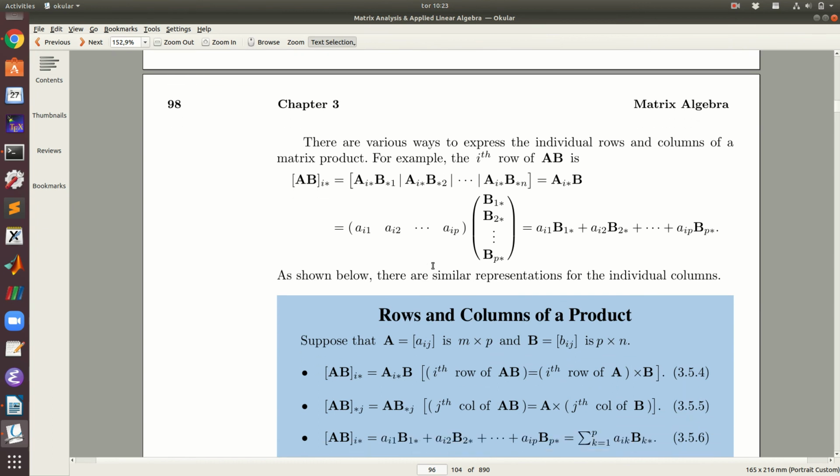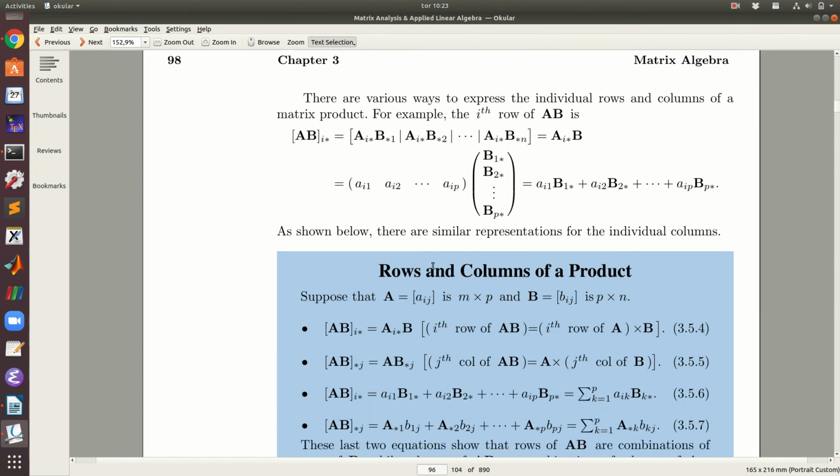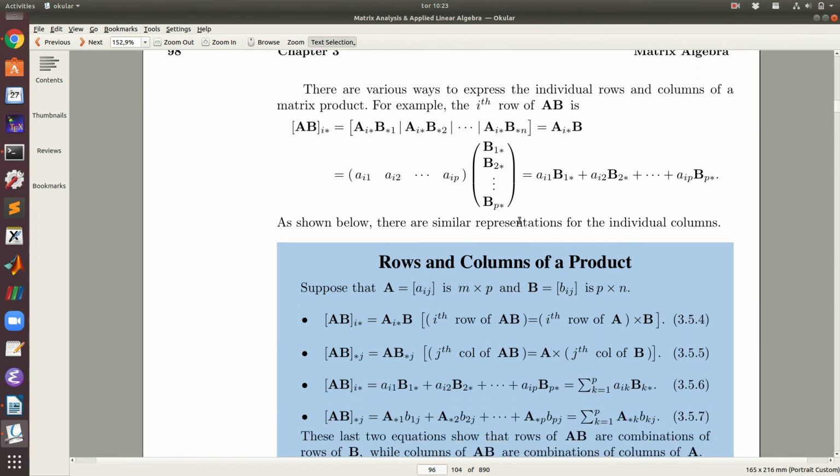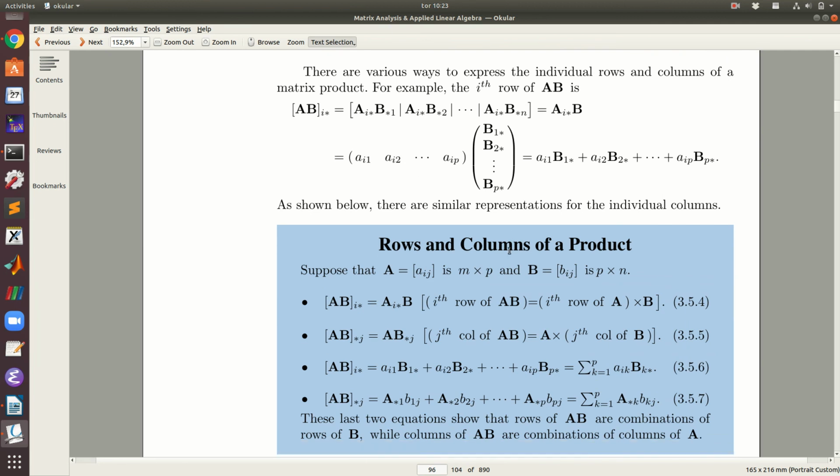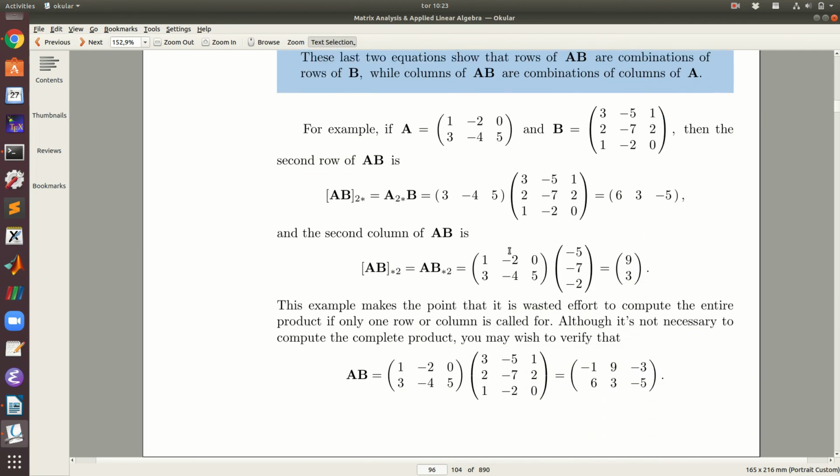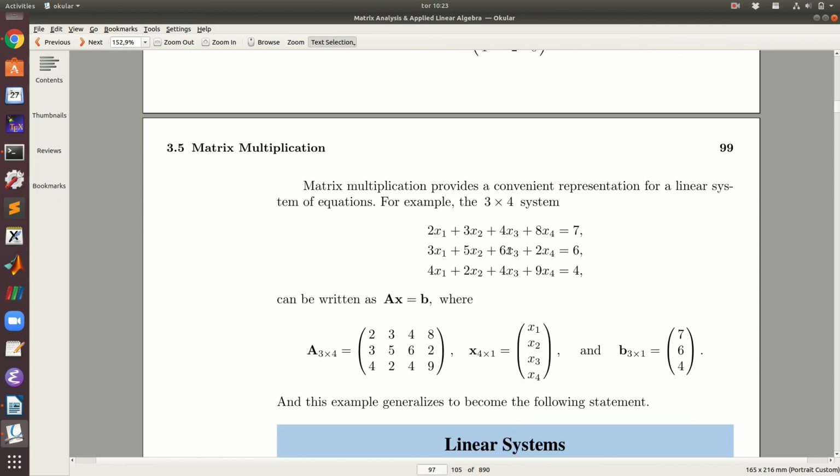And then what else here? They talk about various ways. So this is just terminology. You can really read through it and attempt the rest of the exercises.